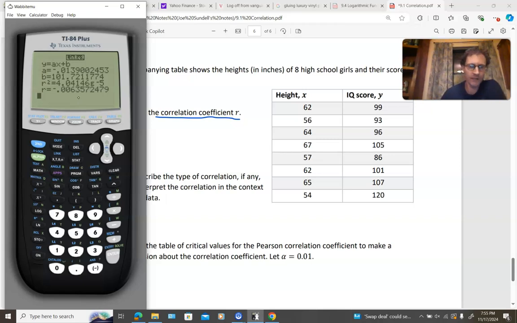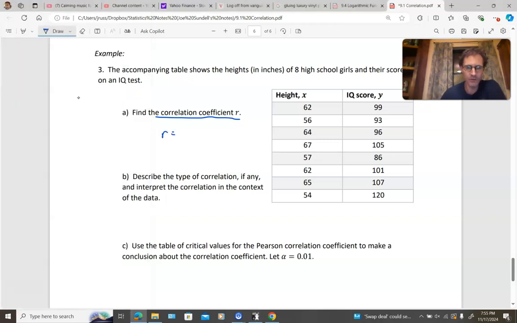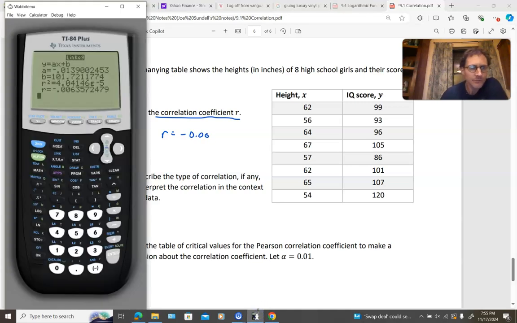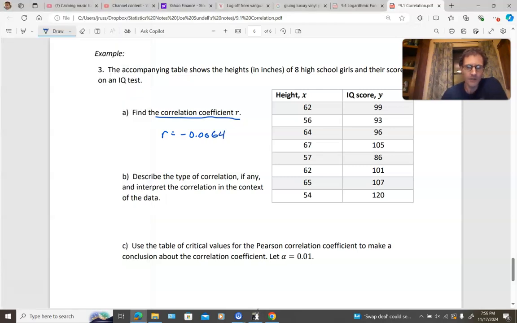But let me go ahead and write this down. R is equal to negative 0.0064, okay? Now in part B it says describe the type of correlation, if any, and interpret the correlation in the context of the data. Well, this is so close to 0, guys, I'm going to say that there is no correlation.